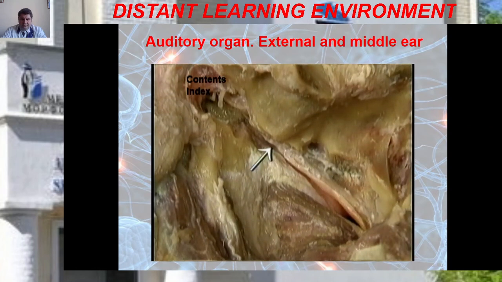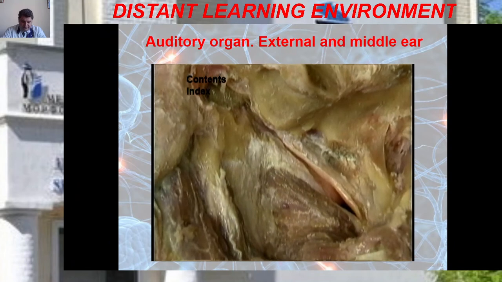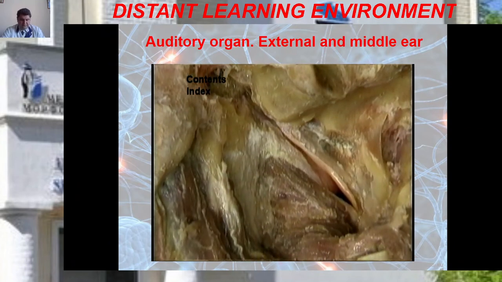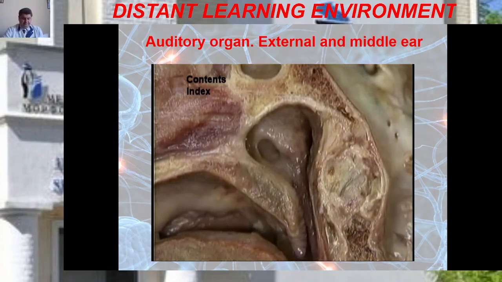This is the bony part of the auditory tube connecting with the tympanic cavity. This is its cartilaginous part. The narrowest part of the tube is here, where it emerges from the bone. The auditory tube enters the nasopharynx here. We saw its emergence into the nasopharynx from the inside in tape 4.